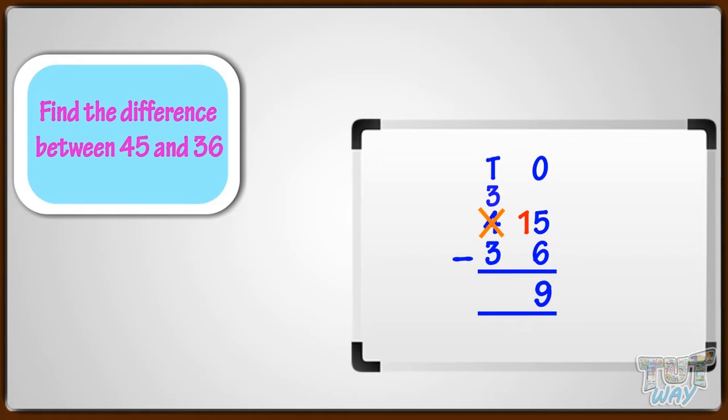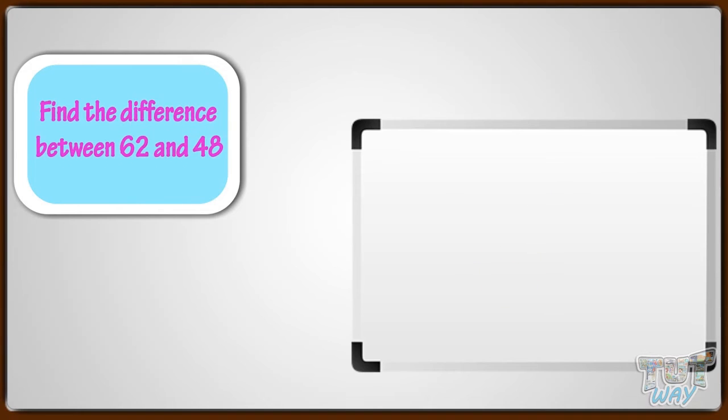Now find the difference between the digits at tens place. 4 is now 3, so 3 minus 3 equals 0. And write the difference below tens place digits. We got 45 minus 36 equals 9. Now we know what is borrow in subtraction. Let's do some more sums for practice.